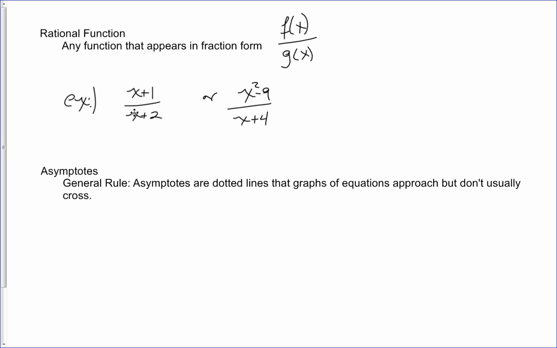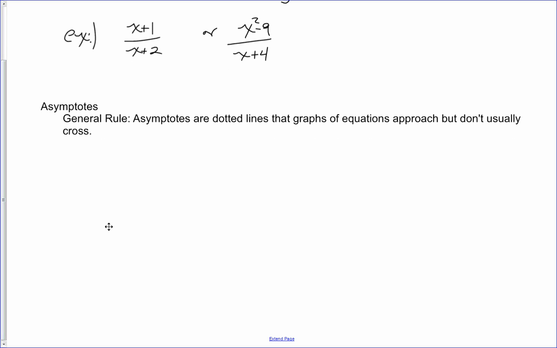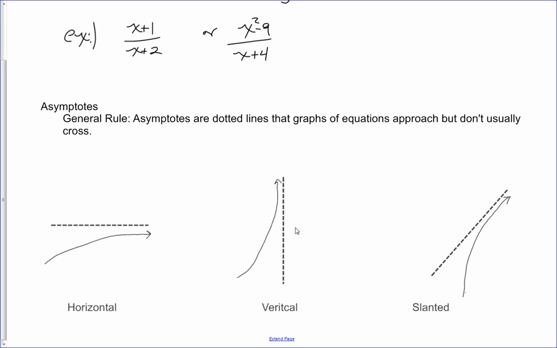Alright, now we can't talk about rational functions without talking about asymptotes. For the general rule, asymptotes are dotted lines that graphs of equations approach but don't usually cross. Now, there's three kinds of asymptotes. You have horizontal, vertical, and slanted. Vertical asymptotes will never get crossed. Horizontal might get crossed, and slanted might get crossed. We'll talk about slanted more in the next video. This video, we're just going to concentrate on horizontal and vertical.